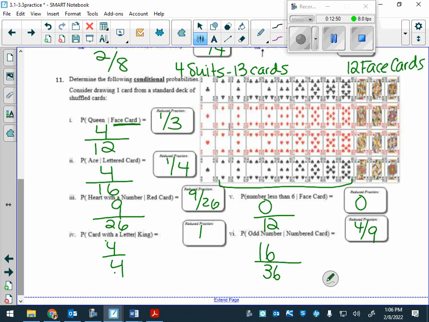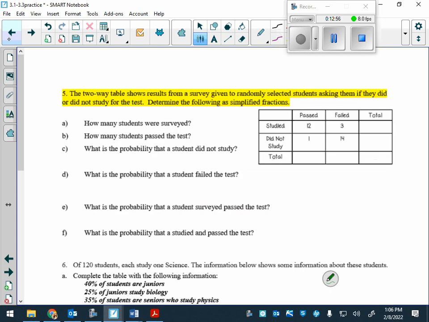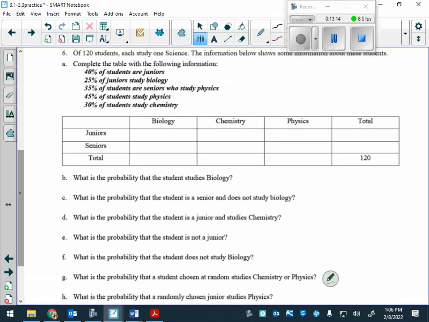Okay, so with this same packet, go back a page, go back 2 until you see this. Until you see where it says studied, passed, failed. Good? All right, we're going to go to the bottom here. Where it says out of 120 students, we will be filling out this two-way table based off of the percentages given. Okay? So, we have 120 in total.